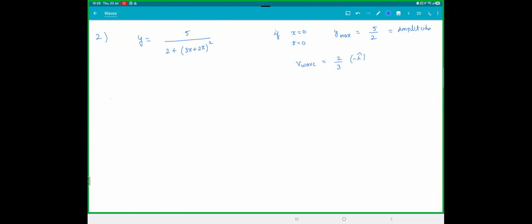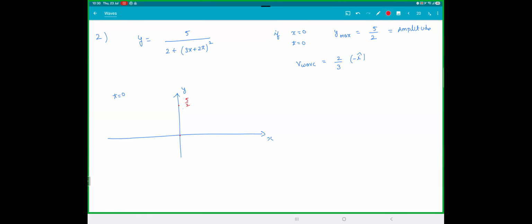Let's try to draw the shape. Whenever they ask you to draw the shape, always first draw at t = 0. At t = 0, how will this look? If you draw a y-x graph at t = 0, x = 0, the bump is 5/2. Yes, this is the highest value there.